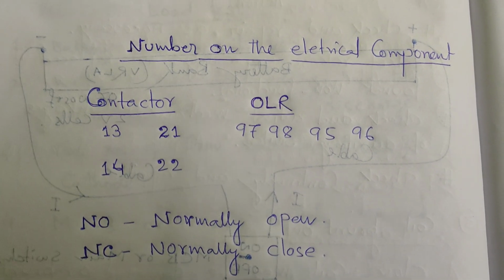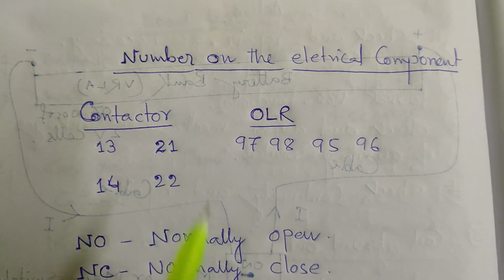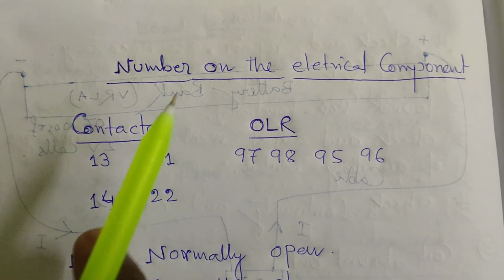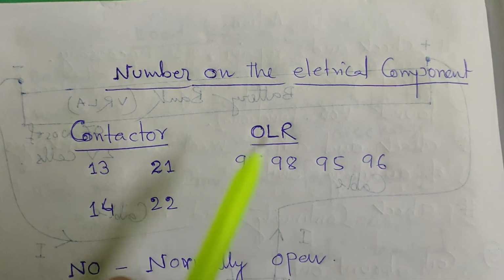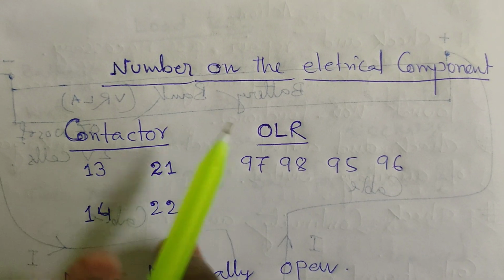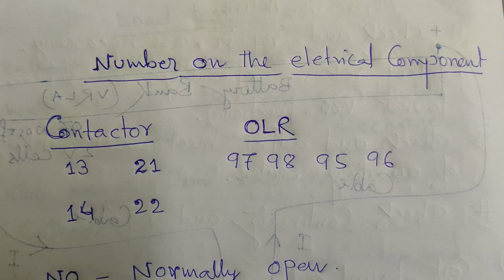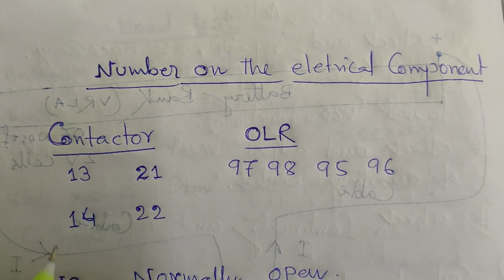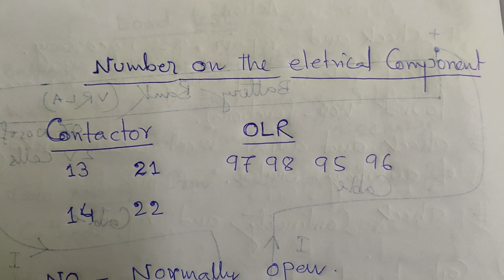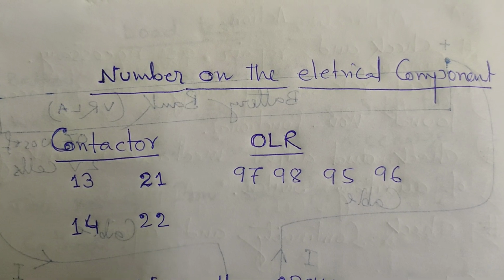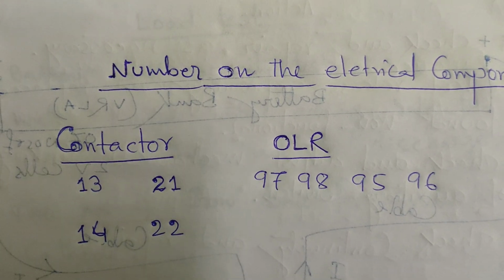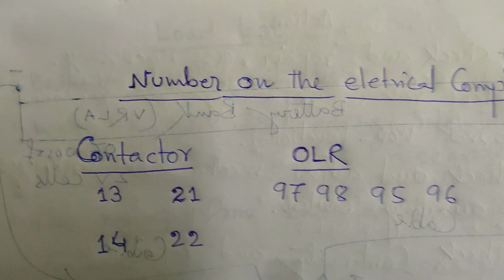Today's topic is very interesting. It is about the numbers on electrical components. When you are working in the field, in a substation, or in a power plant, you can obviously see different types of electrical components. Today we mainly discuss the contactors and the overload relay.